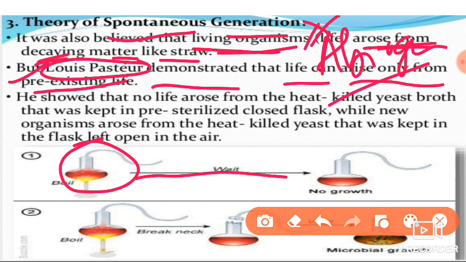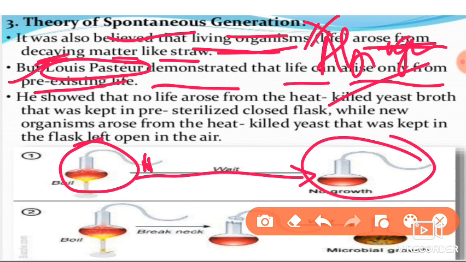And he waited for some time with a blocked neck, with a sealed flask, a closed flask. He observed continuously, but no life arose. There is no life because it is completely closed, so there is no chance of entry of any other microbes and other things. The heat-killed yeast remains the same for a longer time.